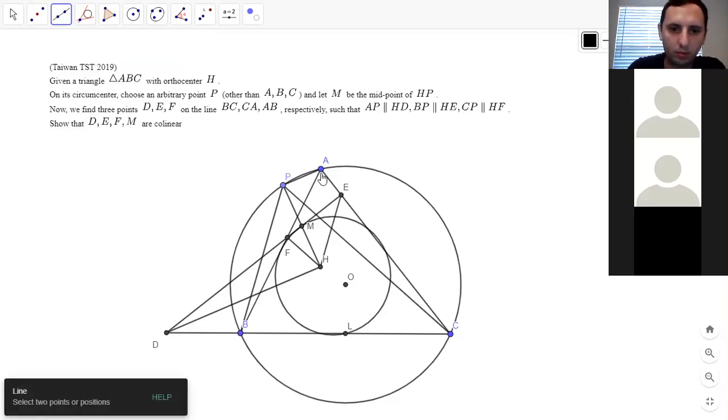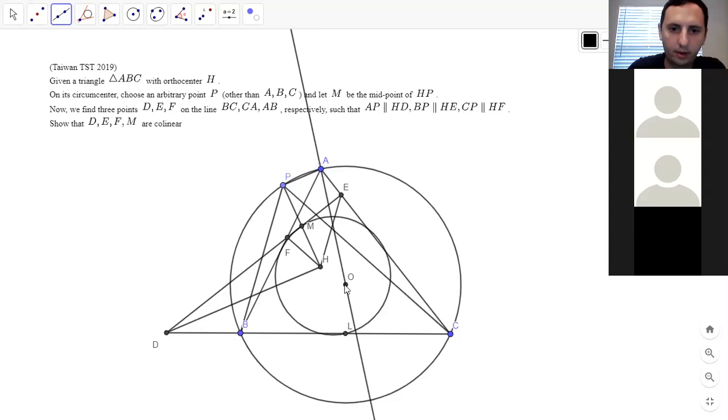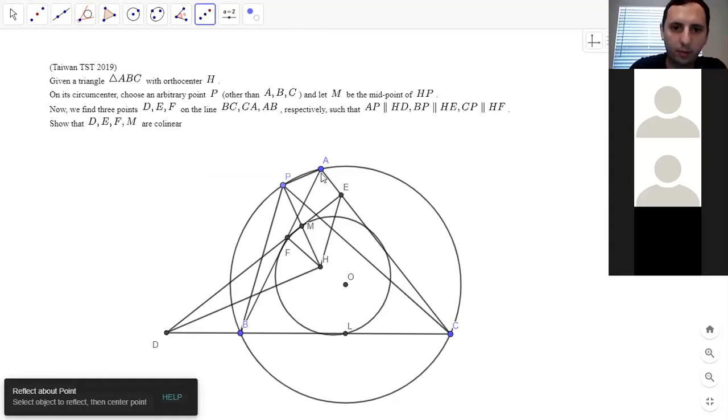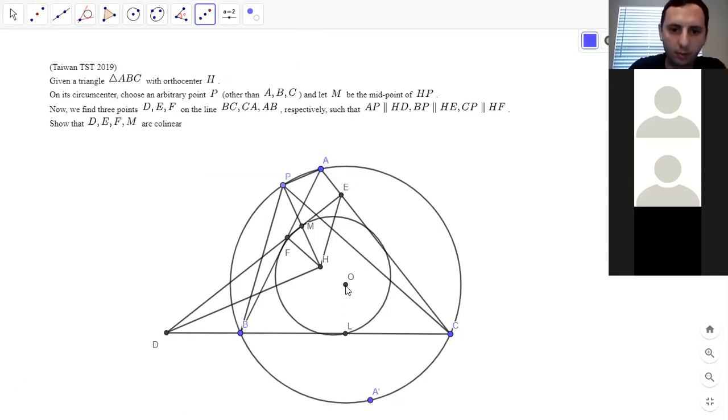So let's see, if I let A prime be the diameter, then we're saying P, oh, but L, M, and H aren't collinear. Okay, let me think. LM is perpendicular to AP.